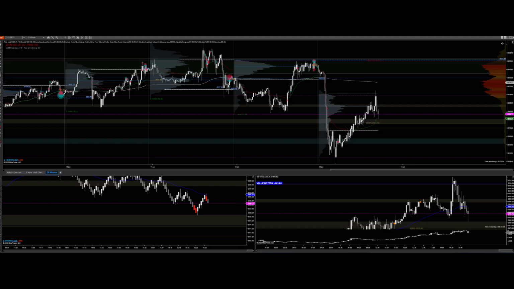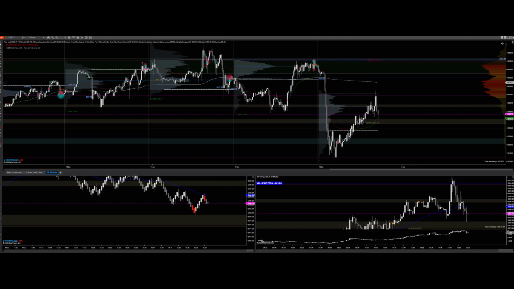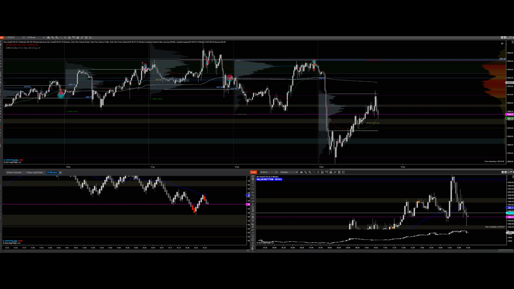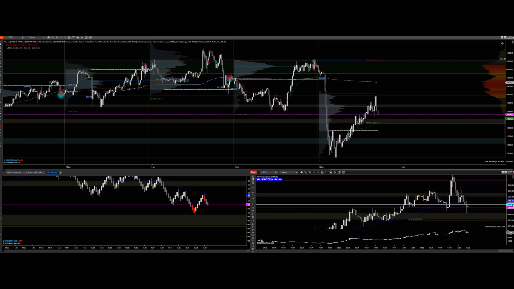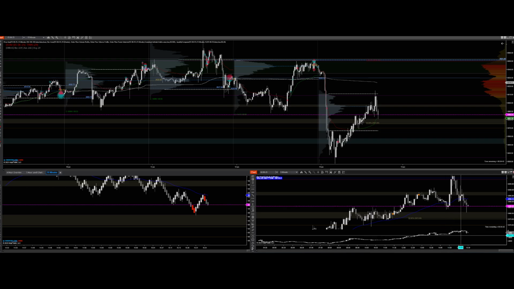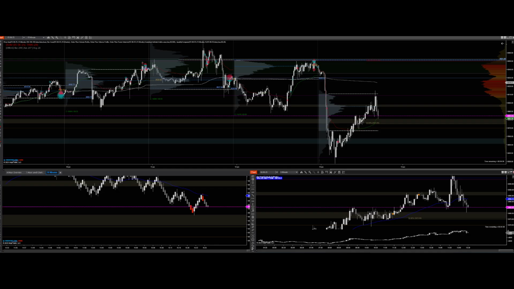The divergence I'm seeing, so I use 4 stochastics, and the 2 smaller time frame stochastics are showing divergence. We also have a divergence on the, what should we call it, the cumulative delta. And coming into retest zone. Still have a lot of selling going on.